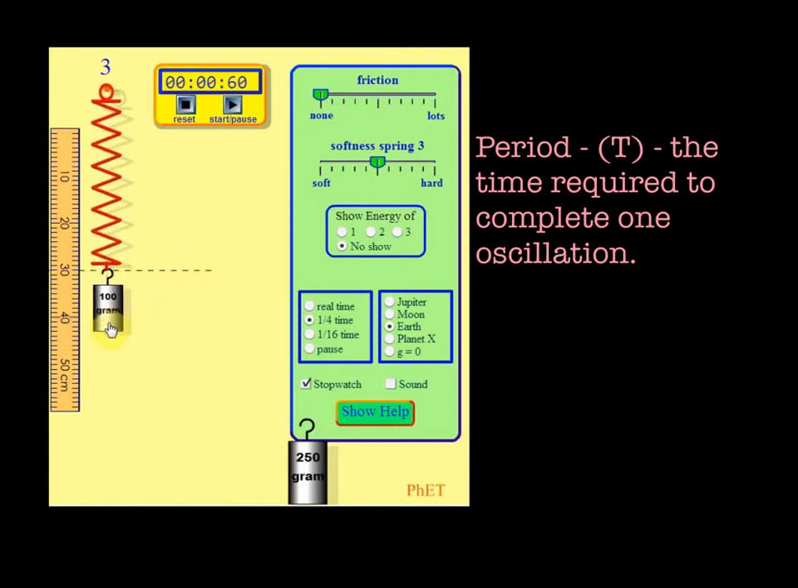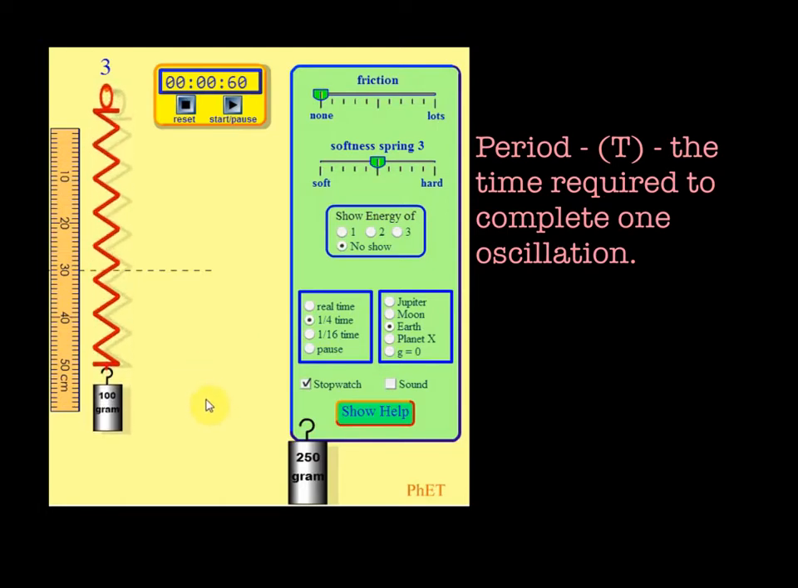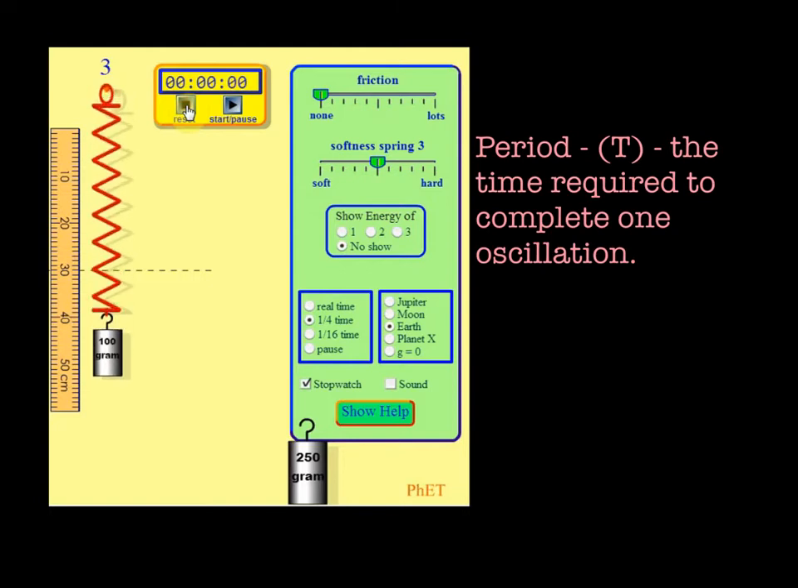If I give it a greater amplitude, it was at 40, now I'm going to stretch it down to 50. That's a 20 centimeter amplitude instead of a 10 centimeter. So now it's stretched a whole lot farther. You'll notice now it goes from 50 to 10. It's moving a whole lot farther, so it should take longer, right?